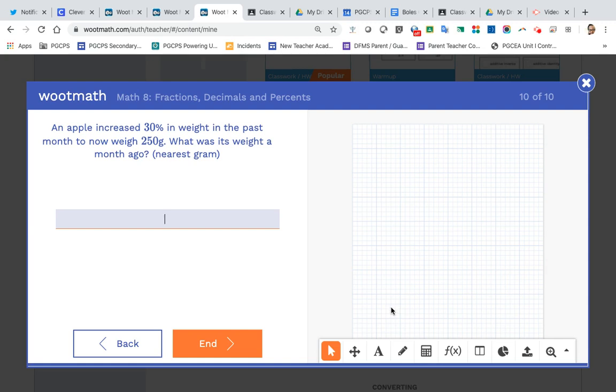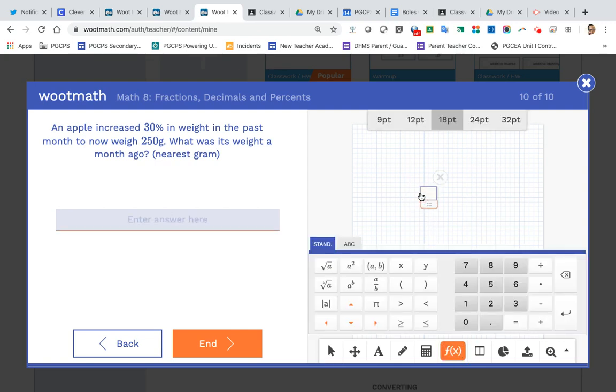Now with this, they say an apple increased to a new weight. So I'm going to go to my function. We don't know the original weight of the apple, so we're going to call it X. And then we were told it was increased. We got one apple that increased by 30%. And then we said that it was equal to 250. So what I'm going to do is put X times 1.3 equals 250.